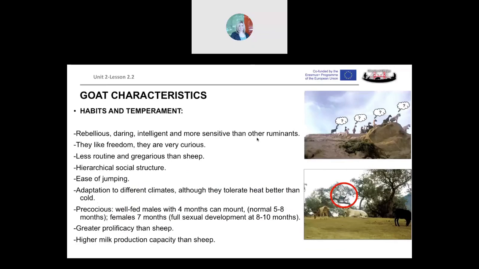If we see now the habits and temperaments, we can say that they are very intelligent and sensitive ruminants, but also rebellious and daring. They like freedom and are very curious. You can see here in the picture, each one is looking at some place.